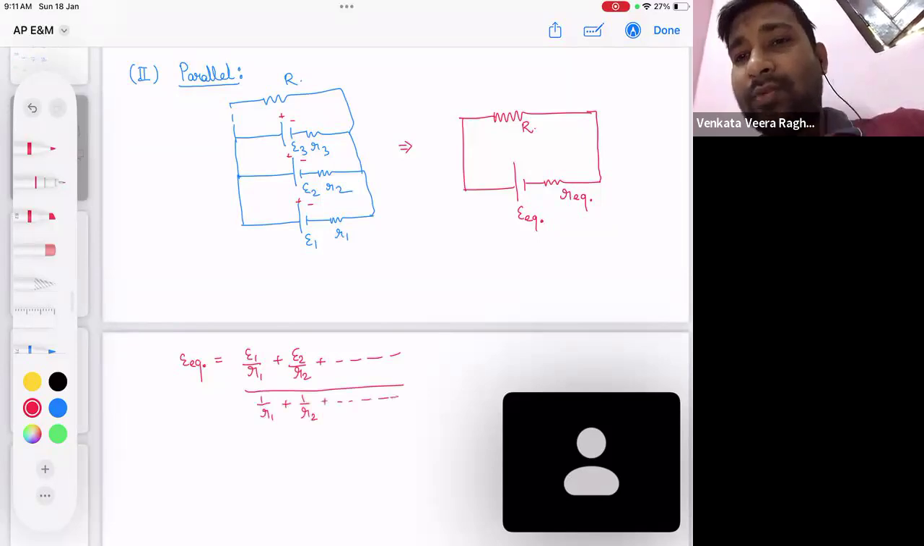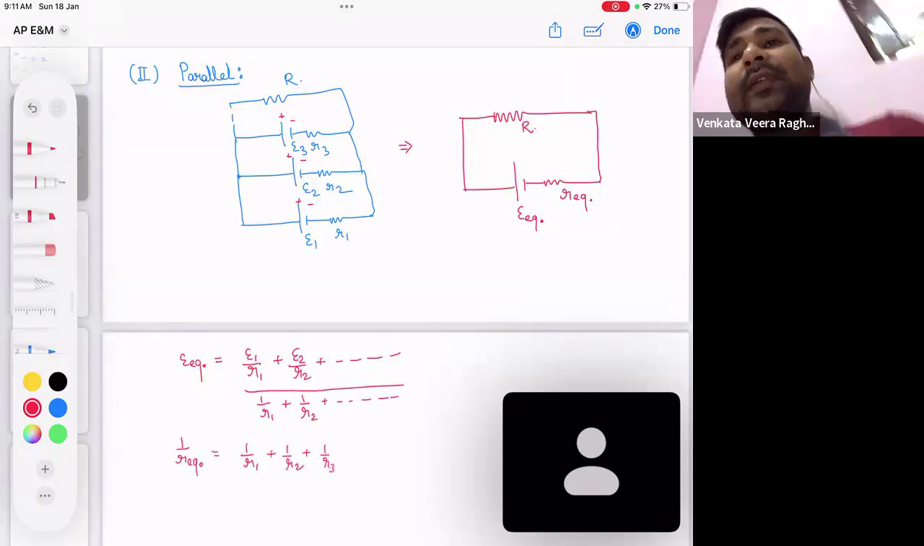And what is the R equivalent in parallel? So 1 by R equivalent will come 1 by R1 plus 1 by R2 plus 1 by R3 like that.